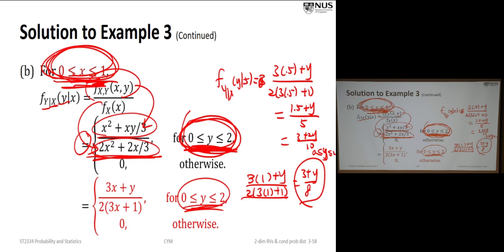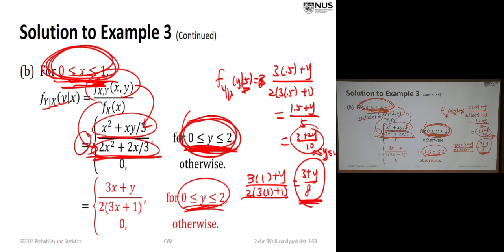So my point is, when x equals 0.5, you substitute x equals 0.5. Then you get the density. It's equal to (3 + 2y)/10. Again, it depends on y, so long as y is between 0 and 2. But when x equals 1, you have a different expression.